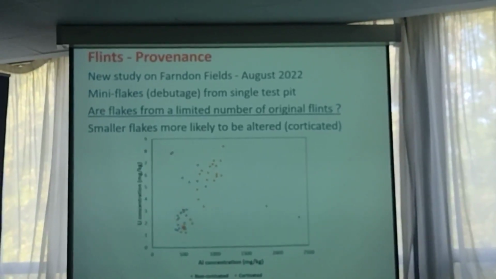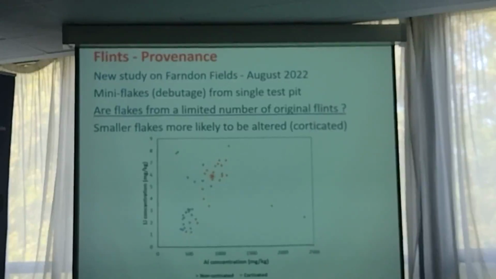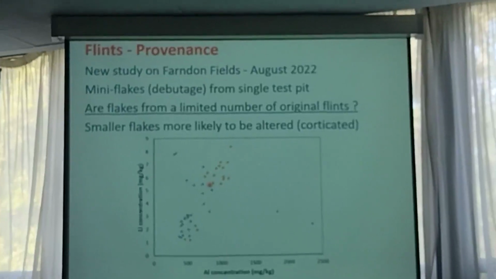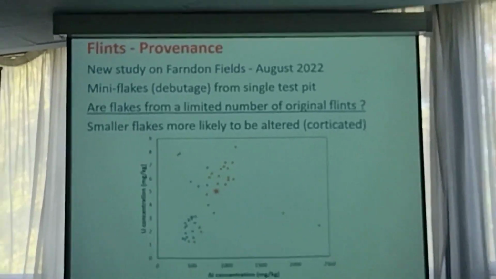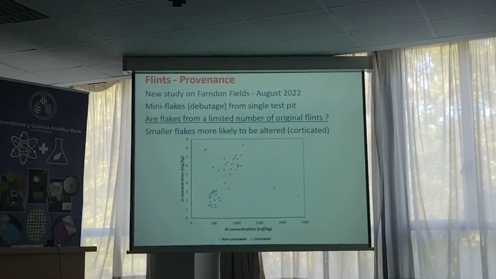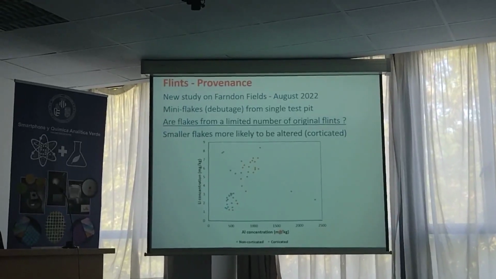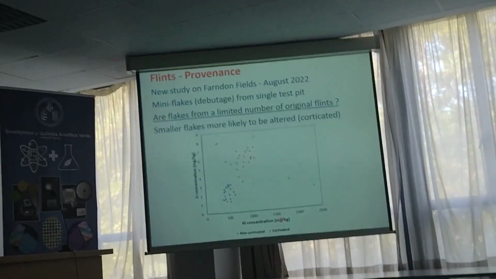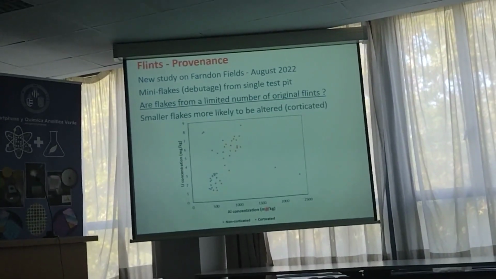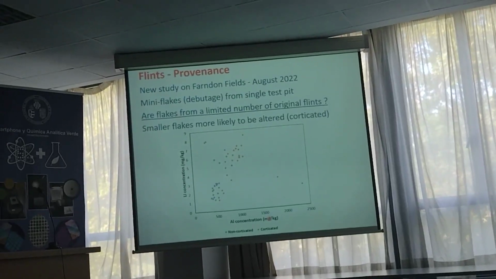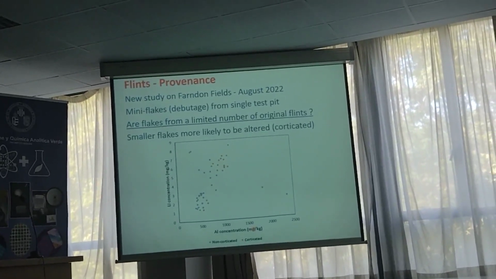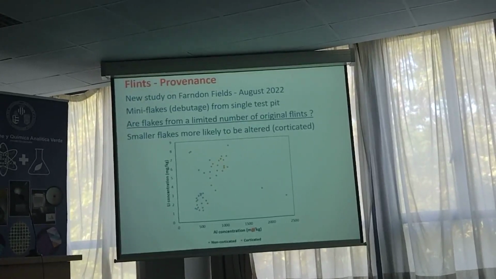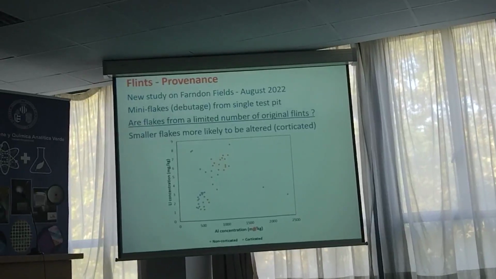And actually for these elements, it looks like the corticated, the altered material overlaps pretty much the unaltered material. So for these 2 elements, they are okay. But now I have to go and look at all the other 40 elements to decide whether they are reliable with the natural alteration that we see in the samples. And of course, the small flakes have a big surface area, and so they are more likely to be altered.